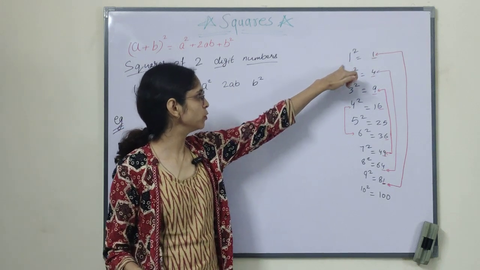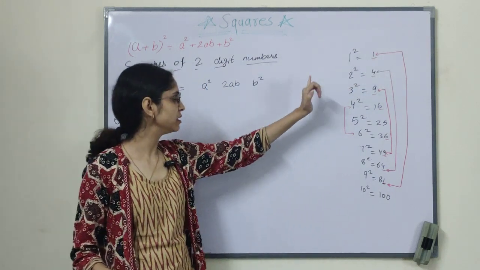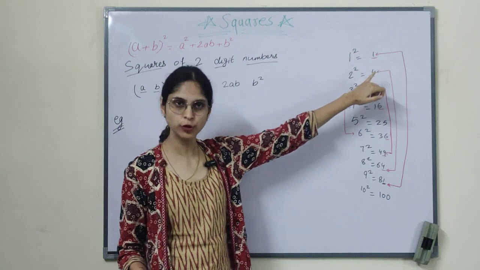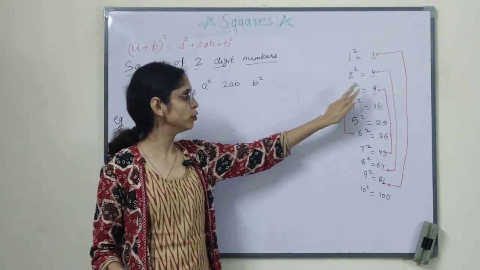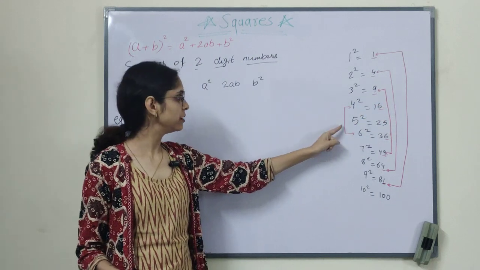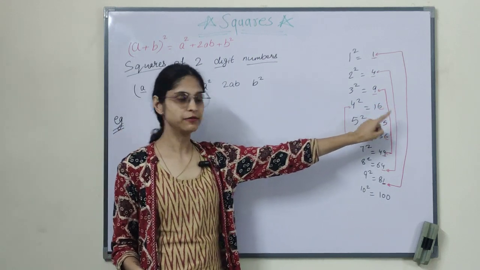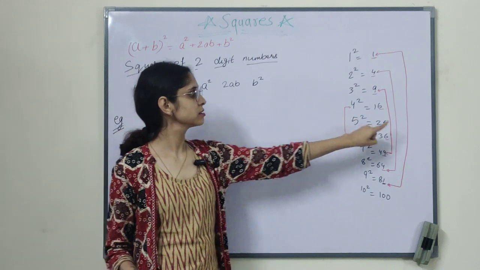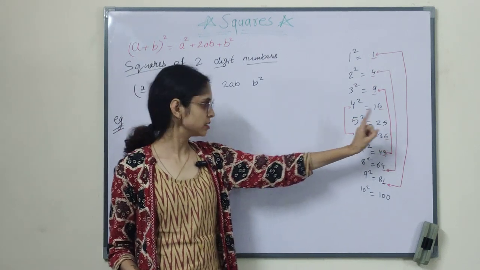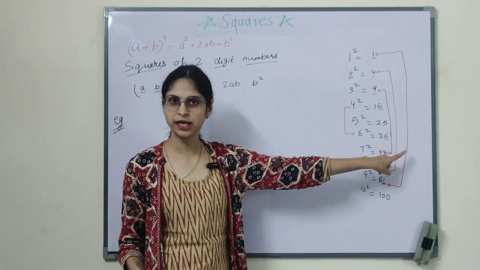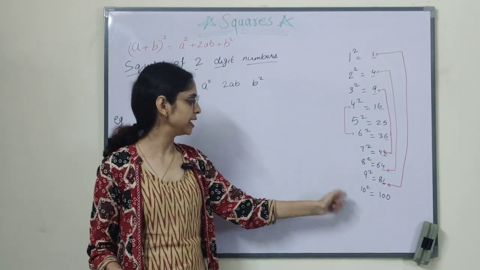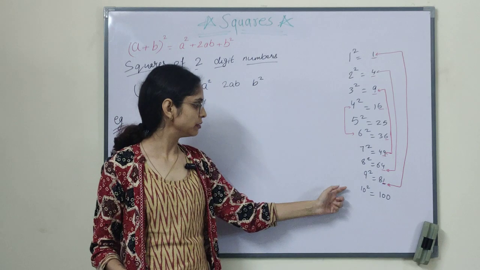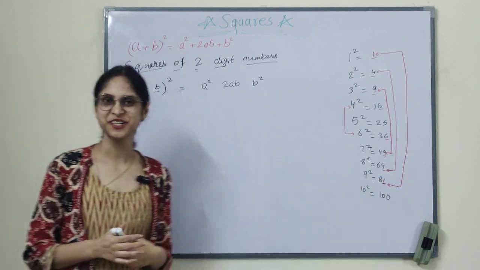If any number is ending in 1, its square will end in 1. If any number is ending in 2, its square will end in 4. For 3, the square will end in 9. Number ending in 4, square will end in 6. Number ending in 5, square will end in 5. Number ending in 6, square ending in 6. Number ending in 7, square ending in 9. Number ending in 8, square ending in 4. Number ending in 9, square ending in 1. Number ending in 0, square also ending in 0.